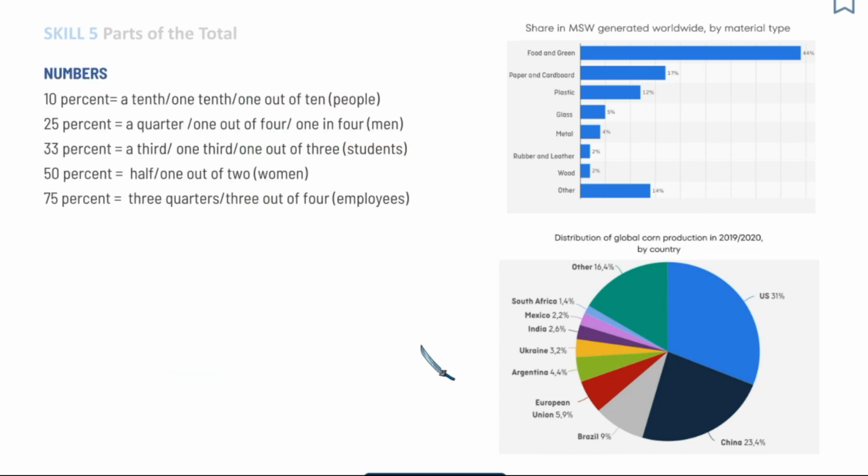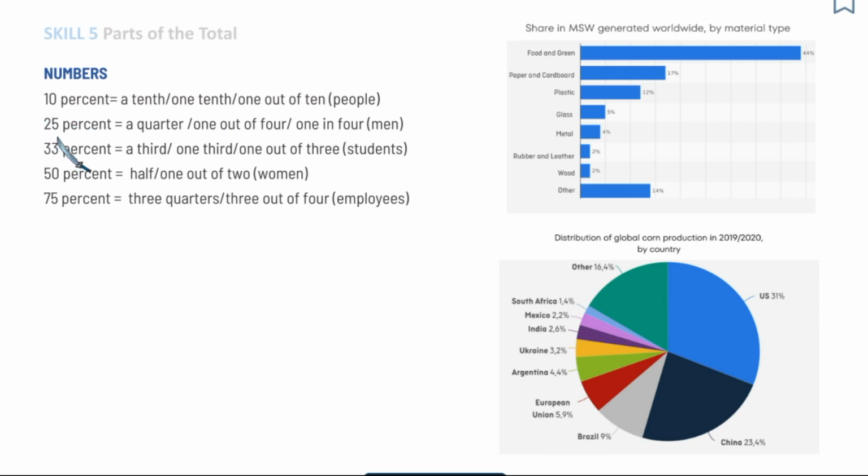Next, let's talk about numbers and how we can present numbers. So what numbers are we talking about here? Well, here you are, 44%, 17%, 16.4%, you got it. Well, if we are talking about 10%, we can say a tenth, or we can say 1/10. Another option is to say 1 out of 10 people, women, men, cars, and so on. That's a very good way. 1 out of 10.